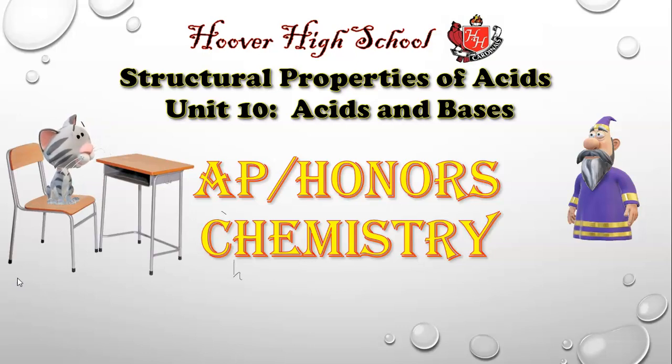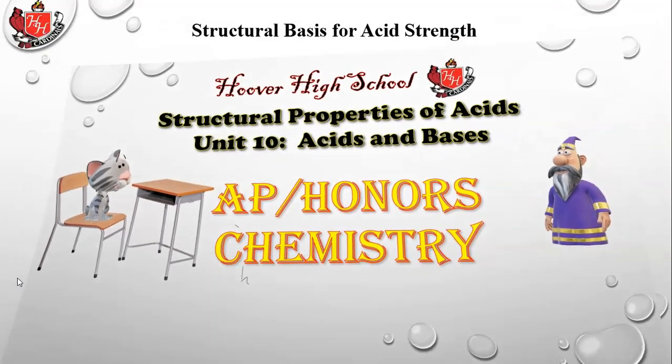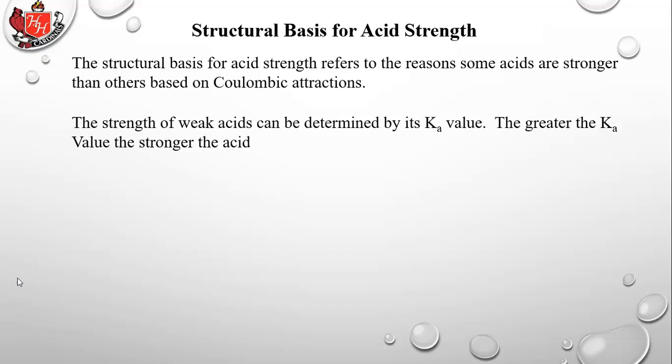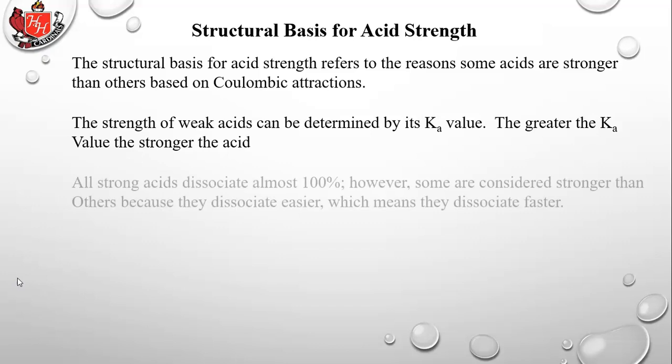Chemistry, this is our last lesson in the acid-bases unit, and it deals with the structural properties of acids. So the structural basis for acid strength refers to the reasons some acids are stronger than others based on Coulombic attractions. The strength of weak acids can be determined by its Ka value. The greater the Ka value, the stronger the acid.